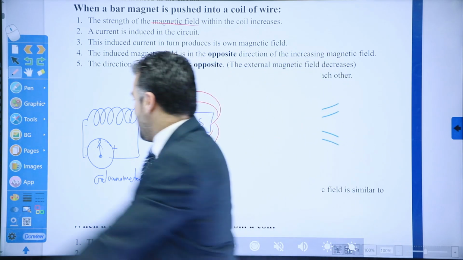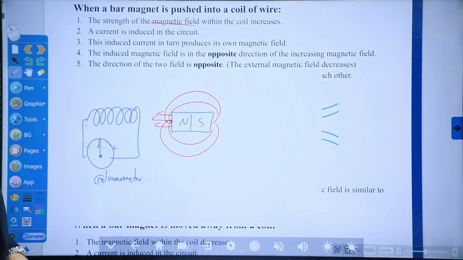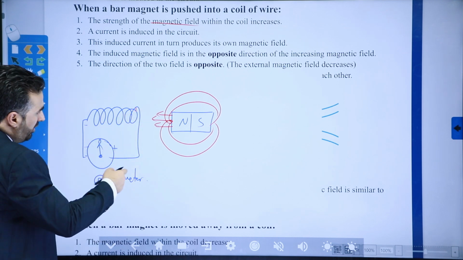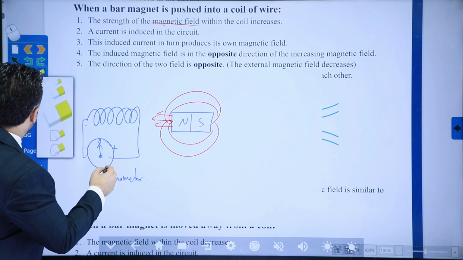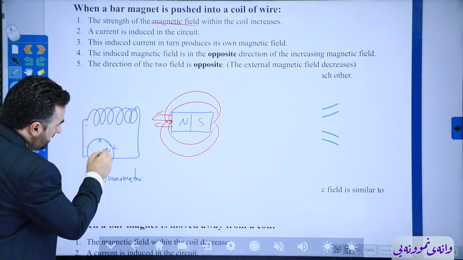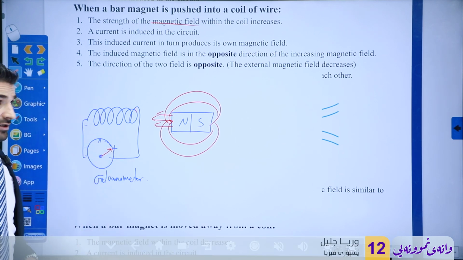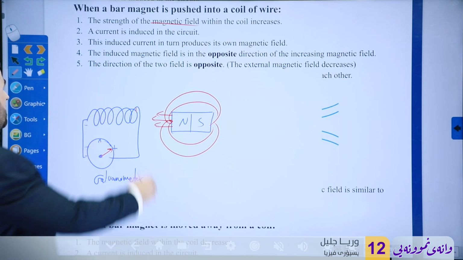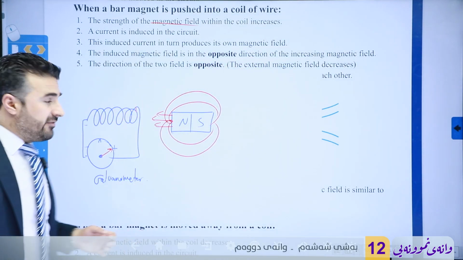And then what happens next? A current is induced in the coil here, or in the circuit here. If you remember, previously we said a current will be induced in the coil. In other words, this galvanometer needle would be shifting to one side. Let's say it shifts towards the positive direction here. That is what happens next. This induced current in turn produces its own magnetic field.